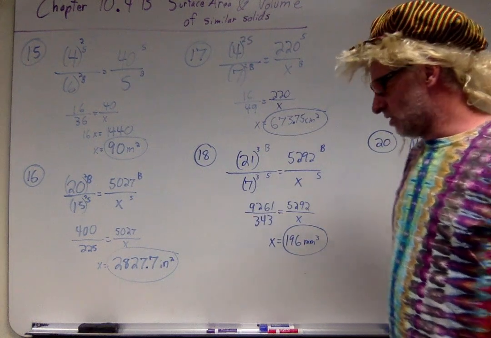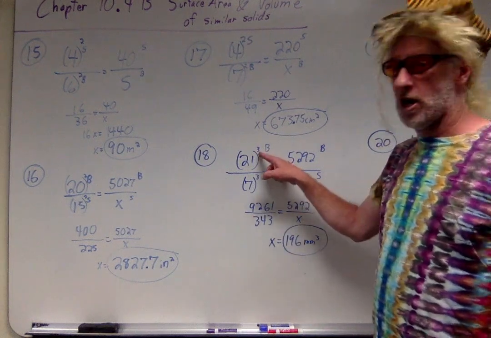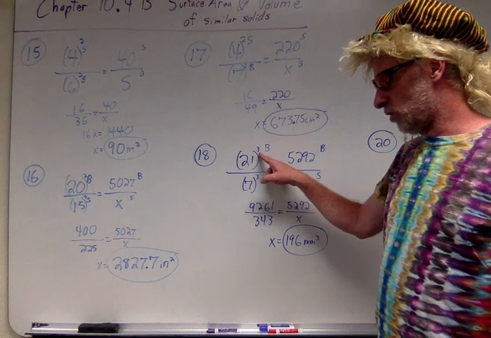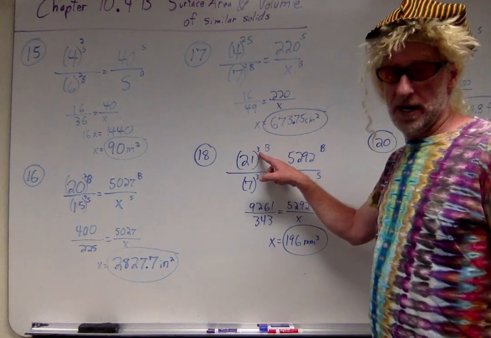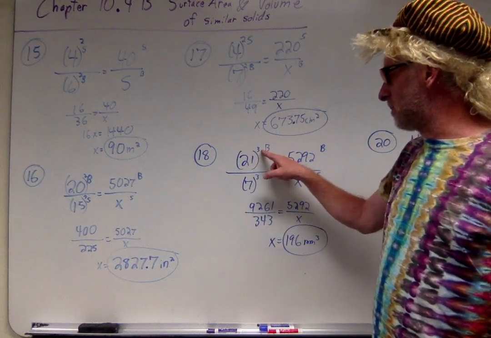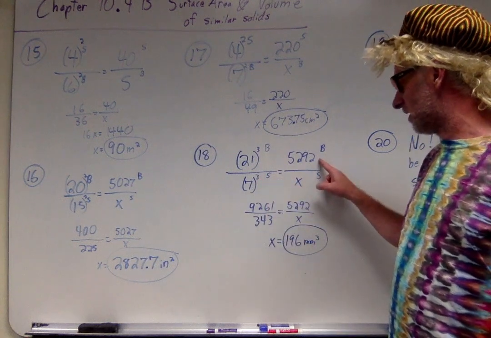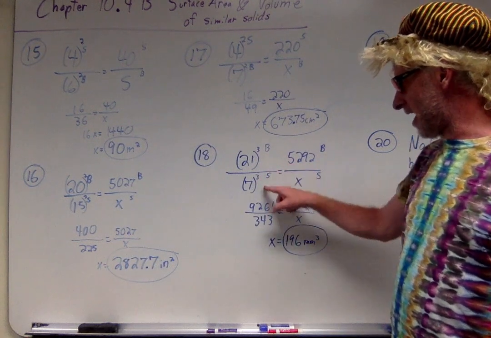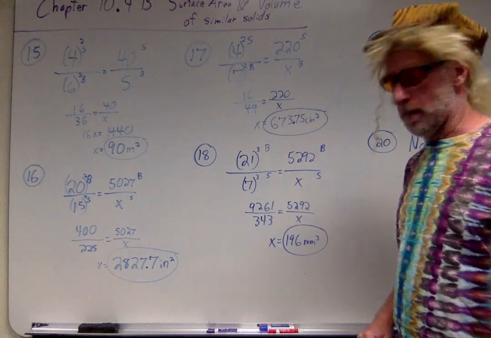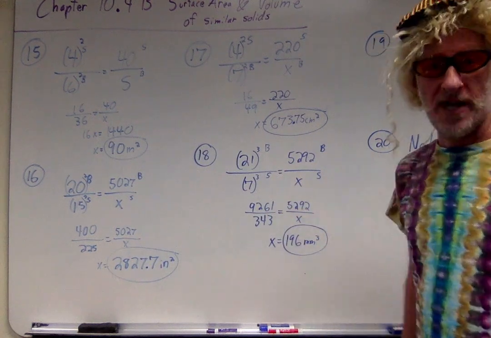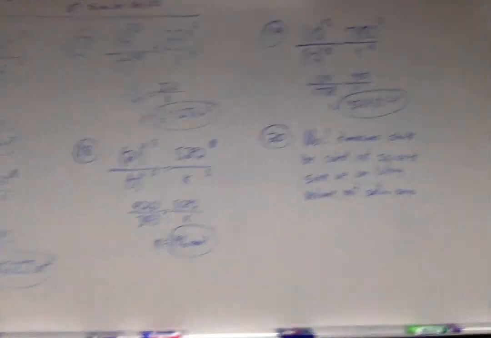Number 18, now we went to volume. Notice how I'm now cubing them. So we're looking at a square pyramid. I cubed the big dimension, I cubed the small dimension because they gave me the volume for the big. I'm looking for the volume for the small. After I cubed, I got my new proportion, whole number, 196 millimeters cubed.